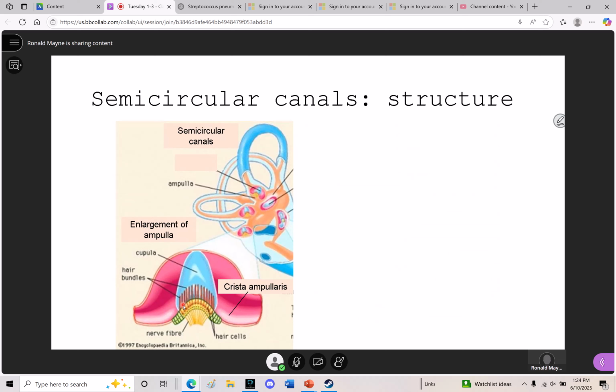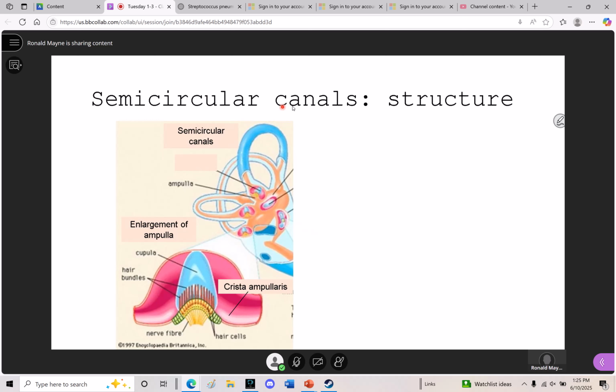There's going to be one stereocilia that is a little bit longer than the rest. It's called a kinocilium. Now the idea is, if the hairs get pushed toward the direction of the longest hair, the kinocilium, it activates those hair cells. They release a transmitter to free nerve endings at the base. Here are your free nerve endings at the base.